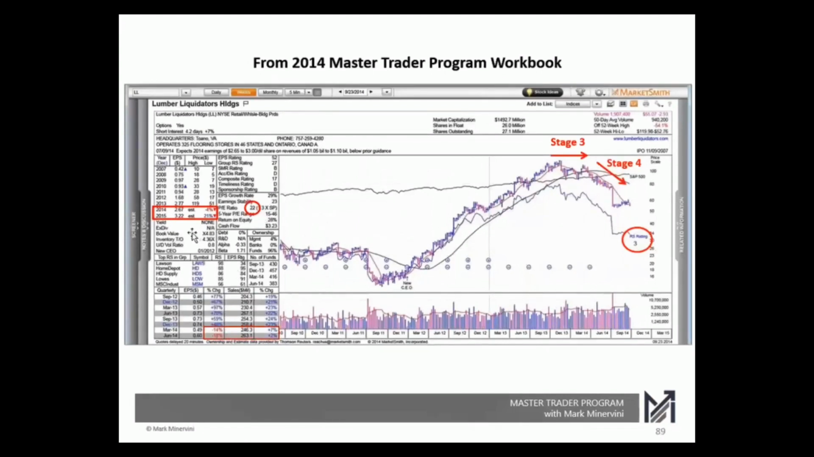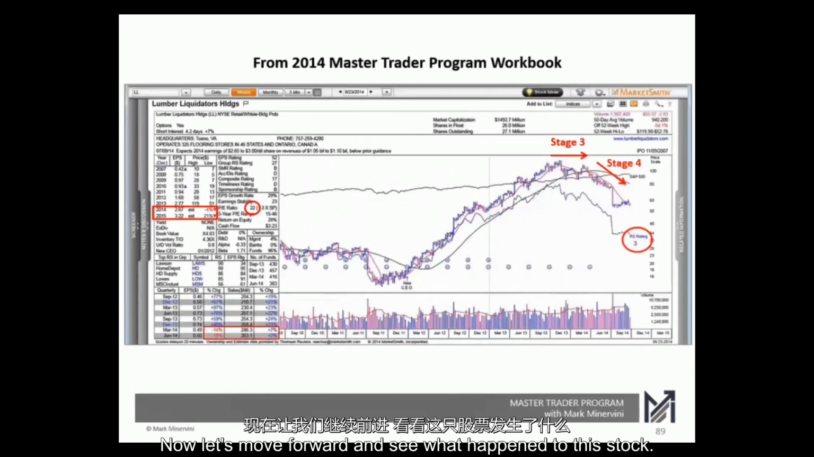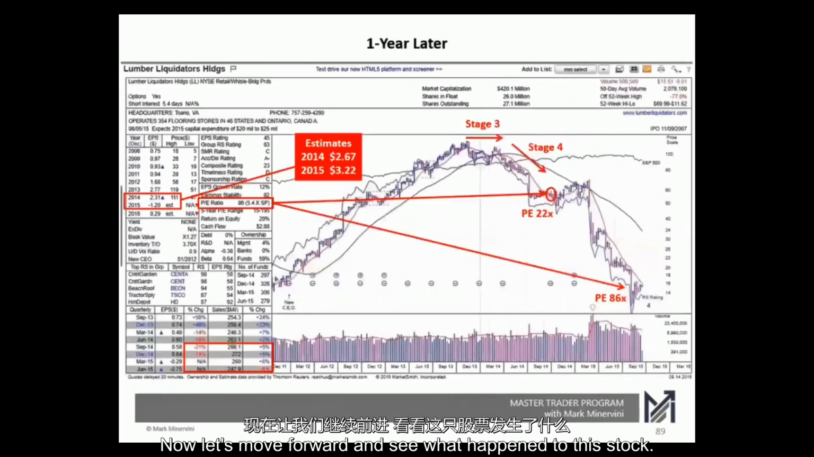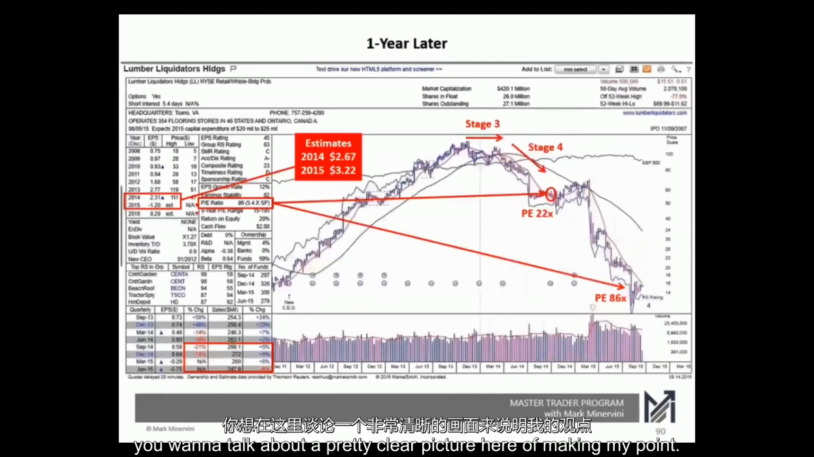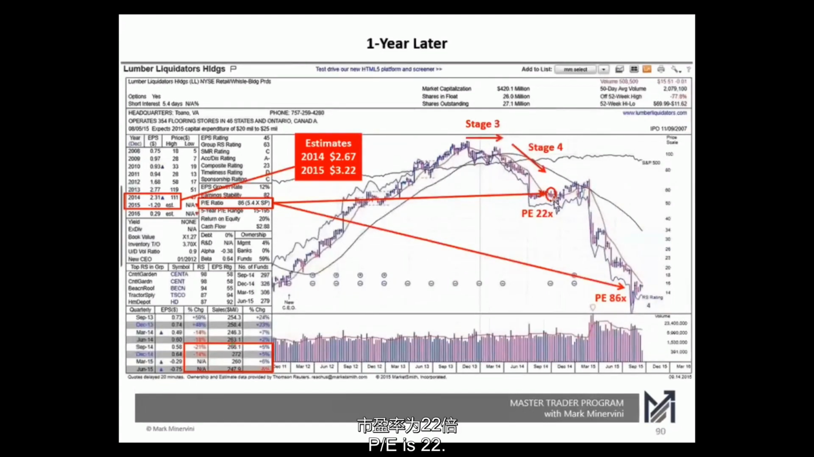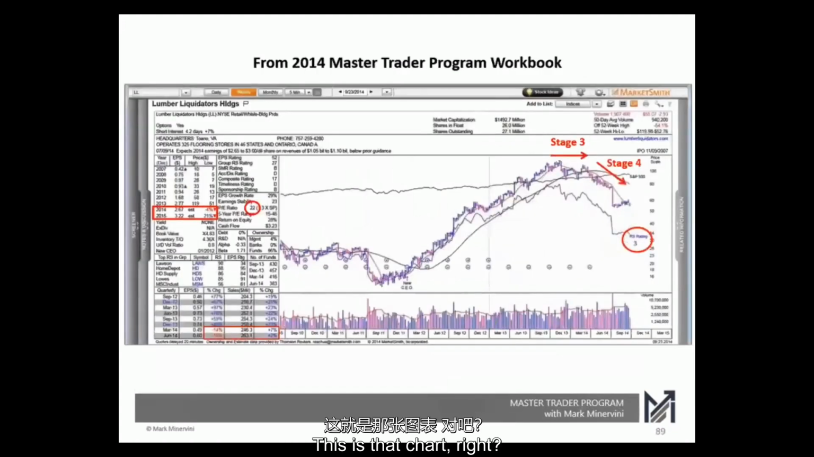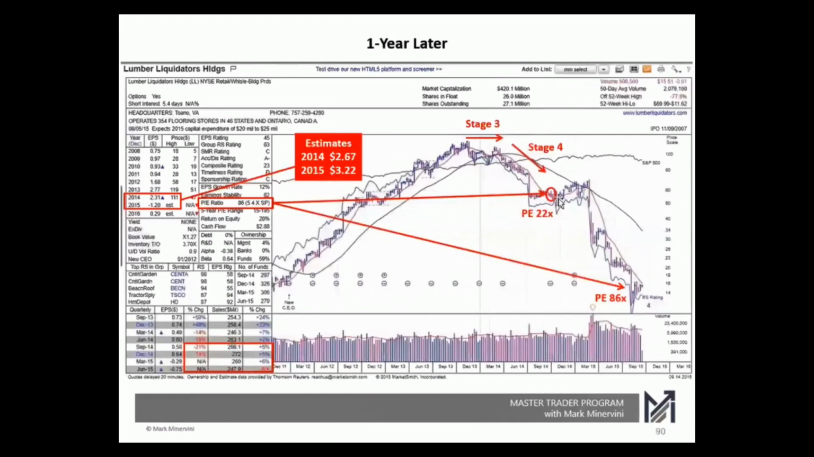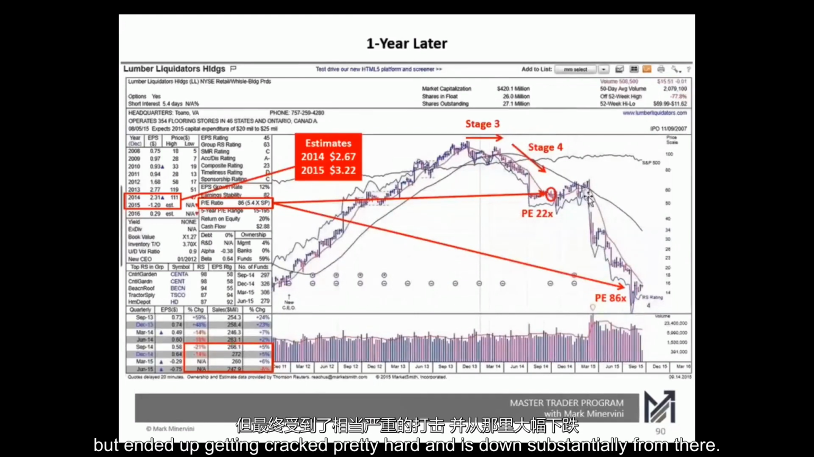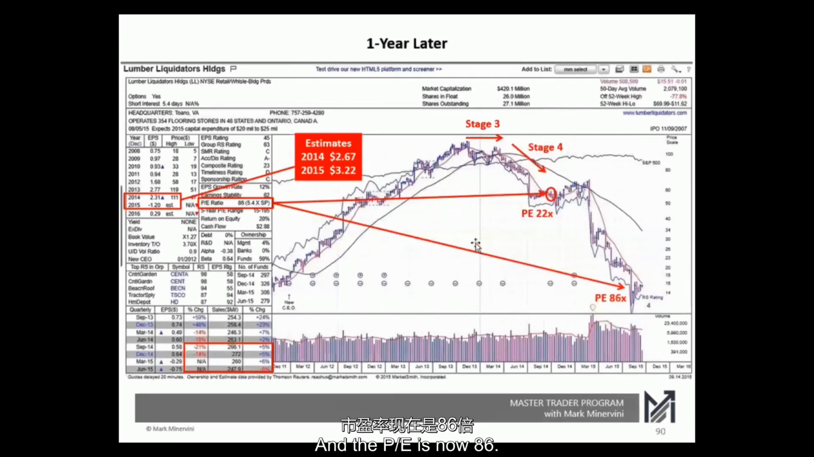Let's look at the estimates. So we've got 2014 of $2.67, 2015, $3.22, right? Let's make a mental note of that. Now, let's move forward and see what happened to this stock. Wow. You want to talk about a pretty clear picture of making my point. PE is 22. This right here is where it was. This is that chart, right? So we're fast forwarding to the next page. We're on page 90. The stock rallied a little bit, but ended up getting cracked pretty hard and is down substantially from there. And the PE is now 86.